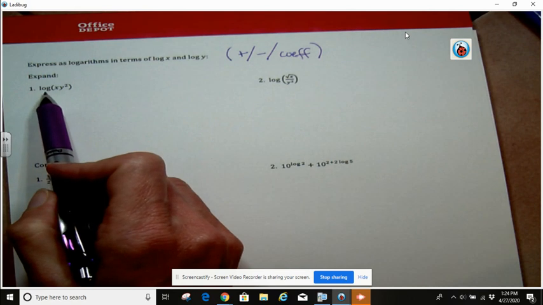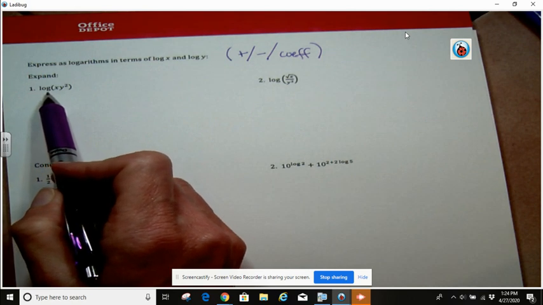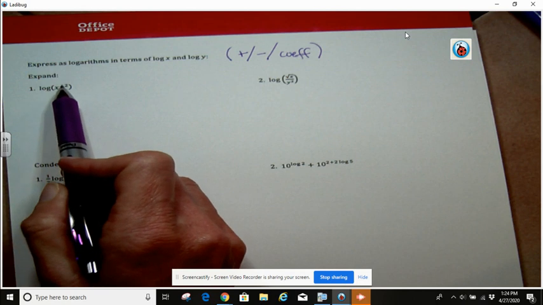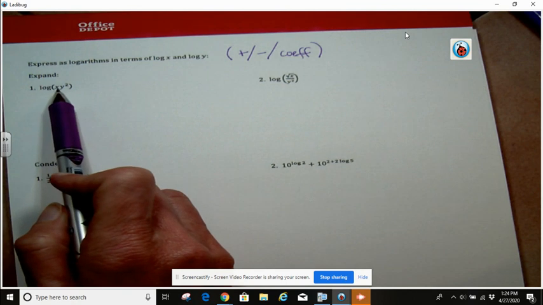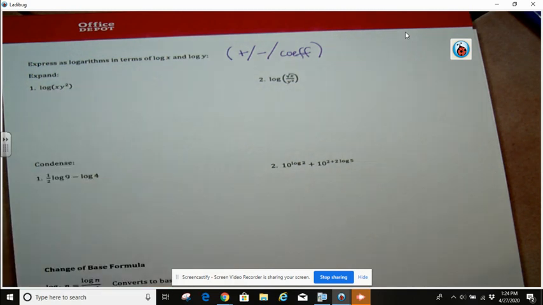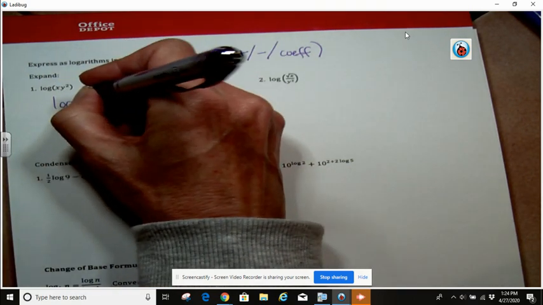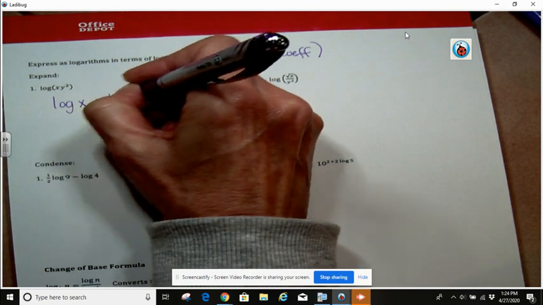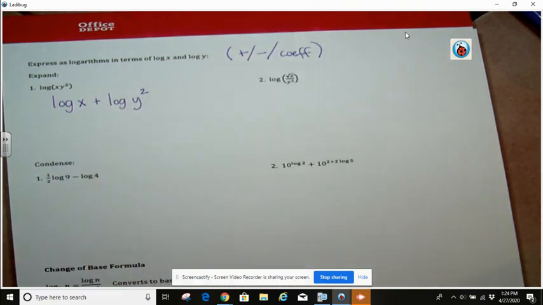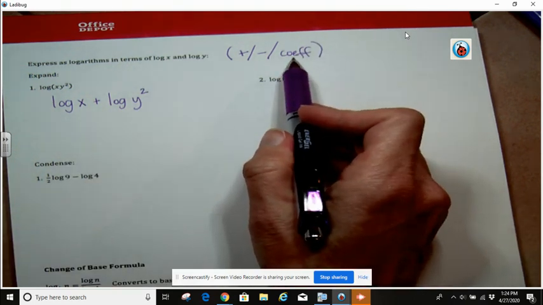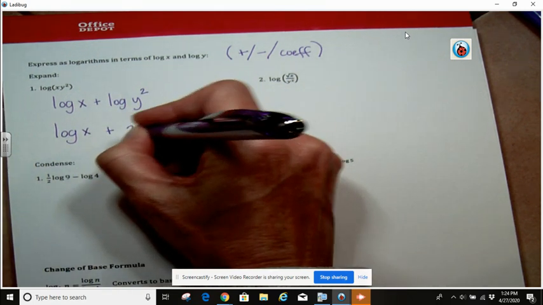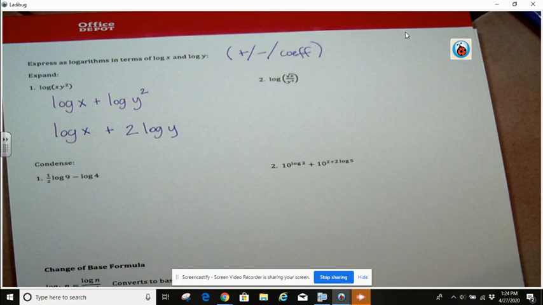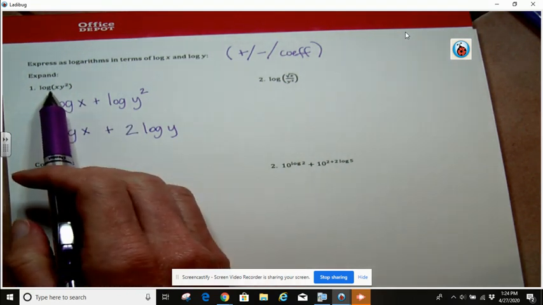So right here we have a single logarithm. Condensed version is always a single logarithm. And we've got a product with also an exponent on the y. So the product will be split up into separate logs with addition, and then we will need to make this exponent a coefficient. So log of x plus log of y squared. But we're not finished because we need to have coefficients instead of exponents. So our final answer would be log of x plus 2 log y. Now you may have noticed there's no base written on this log.